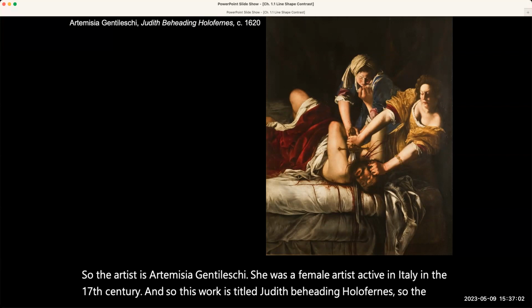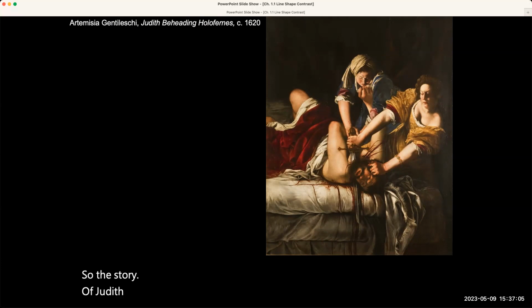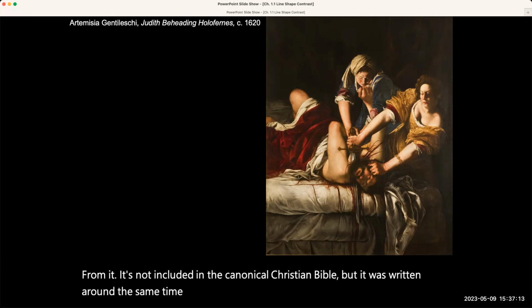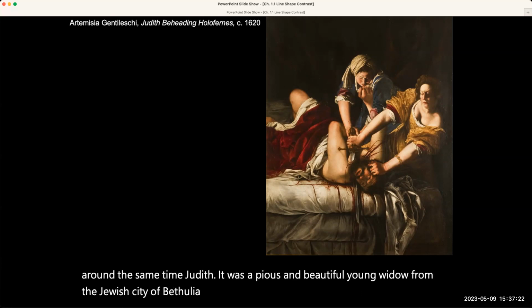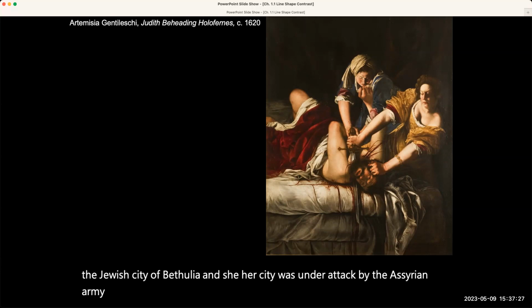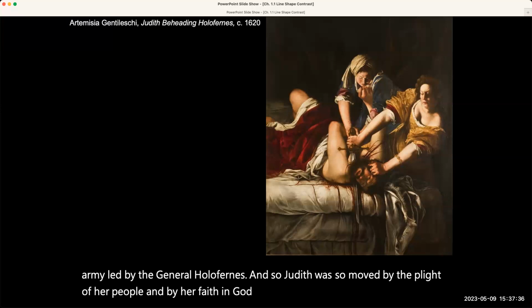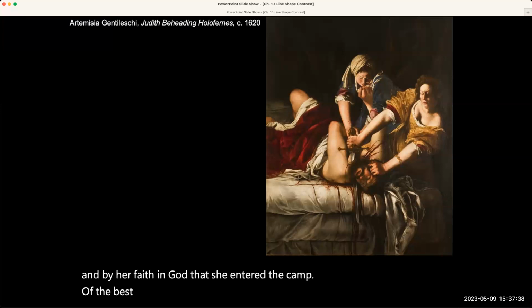The story of Judith comes from, well, it's not included in the canonical Christian Bible, but it was written around the same time. Judith was a pious and beautiful young widow from the Jewish city of Bethula. And her city was under attack by the Assyrian army led by the general Holofernes. Judith was so moved by the plight of her people and by her faith in God that she entered the camp of the besieging Assyrian army, and she met the general Holofernes.